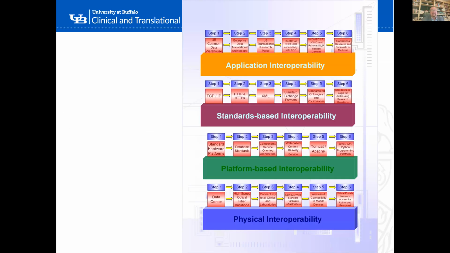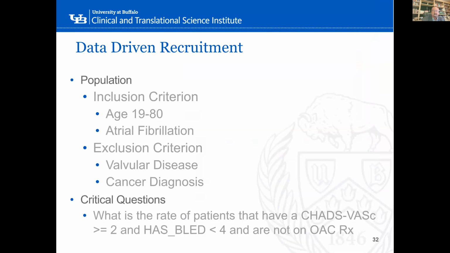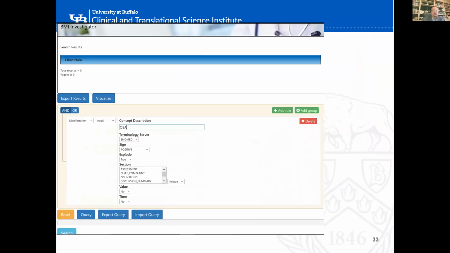So at the CTSA, we try to have interoperable data, and that requires physical interoperability, platform-based interoperability, standards-based interoperability, and application-based interoperability. This includes data-driven recruitment to clinical trials to try to fill trials more easily, and that can include encrypting and encoding the inclusion criteria for the trial, the exclusion criteria for the trial, and the critical question being asked so that others can use it.